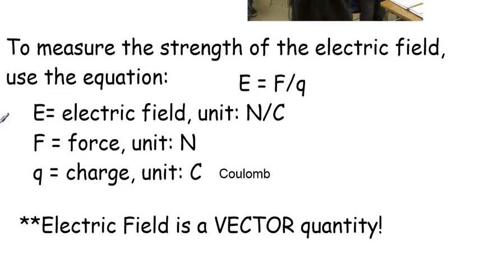And so we can measure the actual strength of the electric field using this equation. E is equal to F over Q, where E is the electric field with units of newtons per coulomb, F is the force in newtons, Q is the charge in coulombs. So E is equal to F over Q.